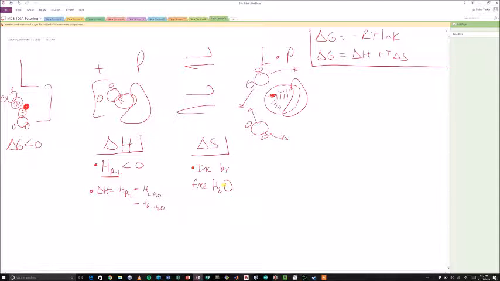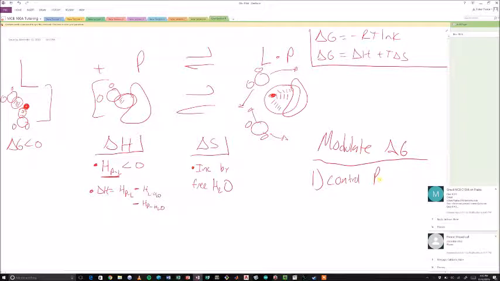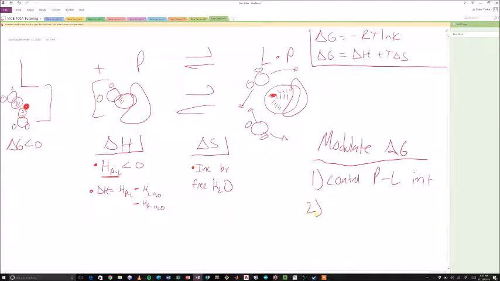So these two terms come together to define how strong of a ligand binding interaction you have. So if I wanted to modulate delta G, I could do that in several ways. First way, very clearly, is change the binding affinity, changing that binding interaction, so control protein-ligand interaction. And I can also control the change in entropy, particularly of the water. Mostly from water.